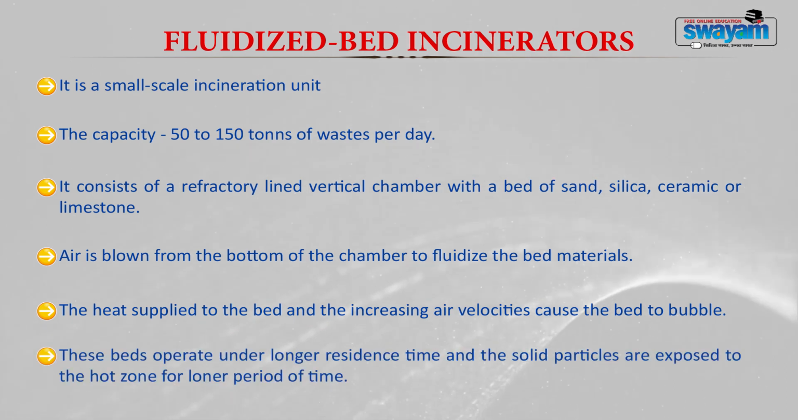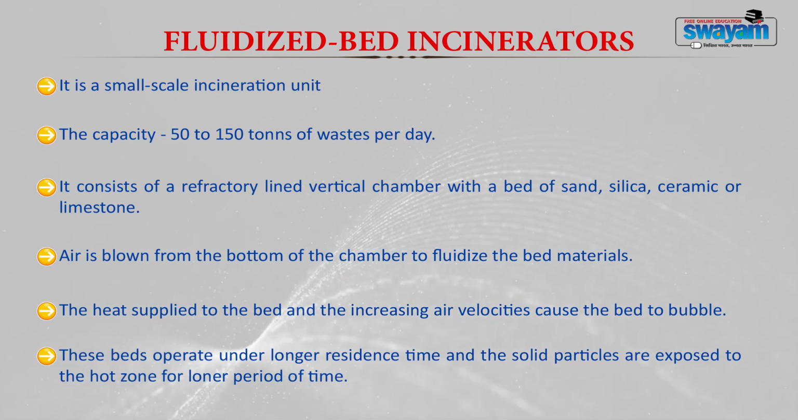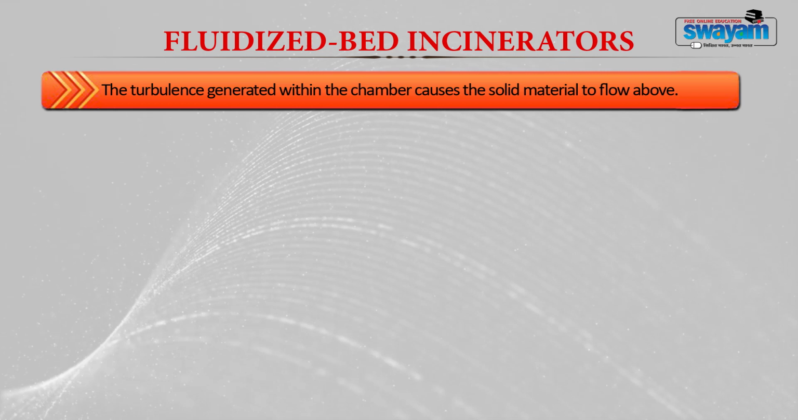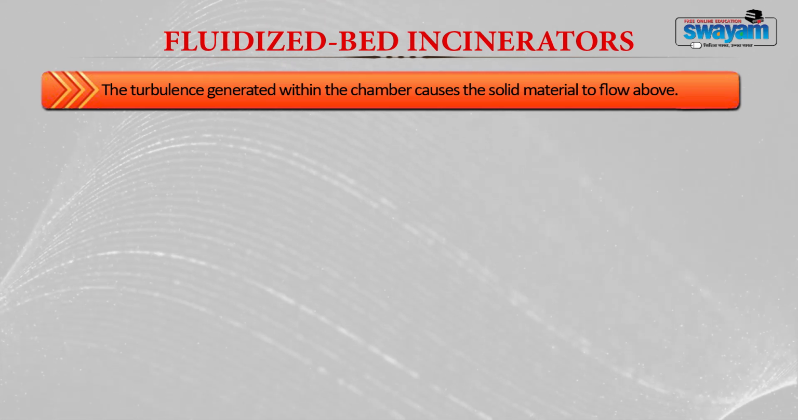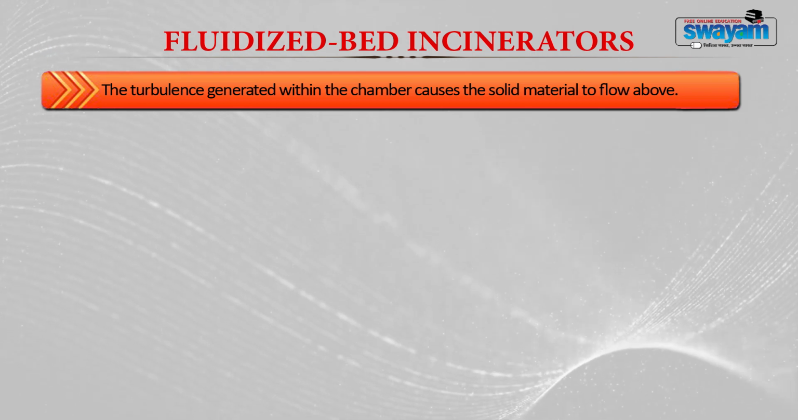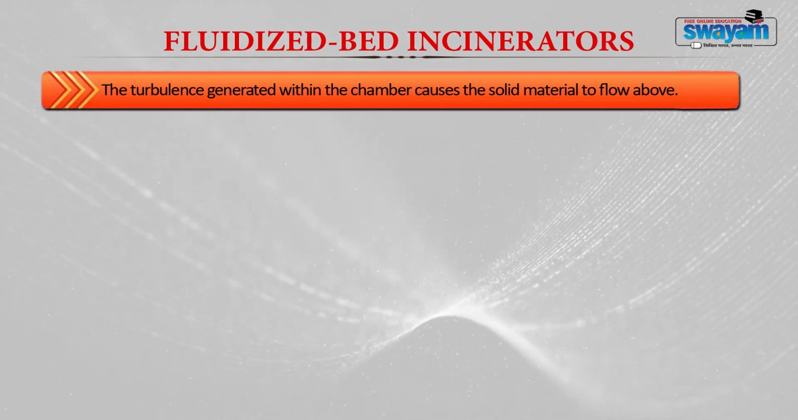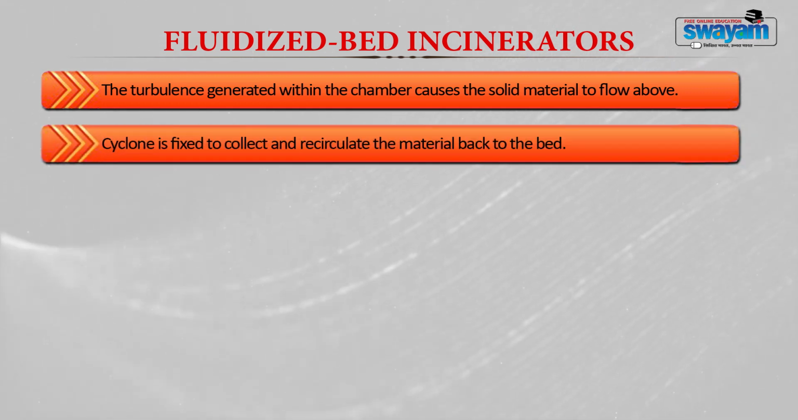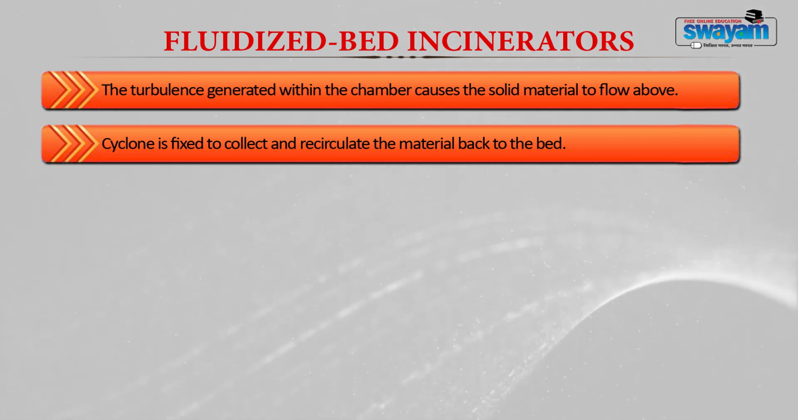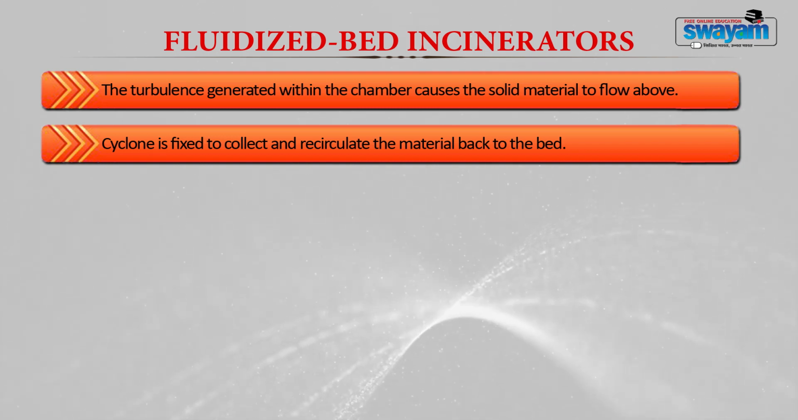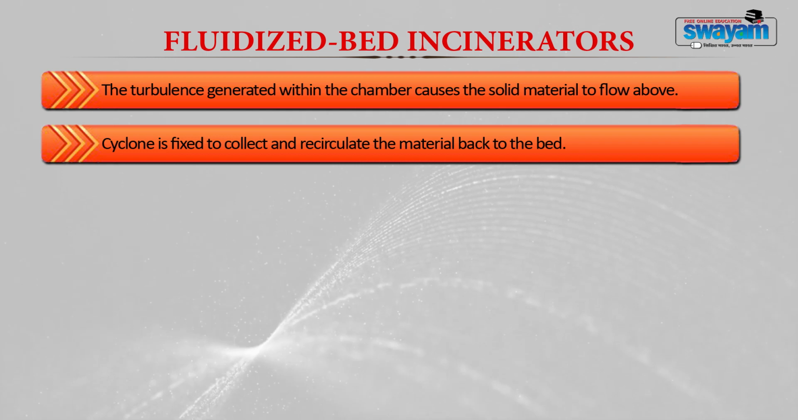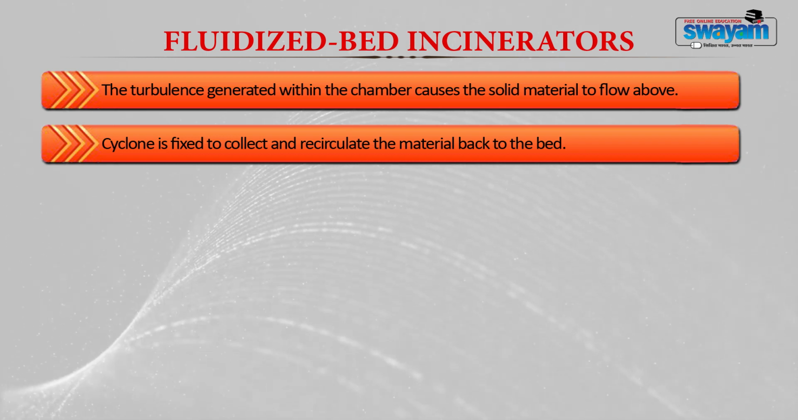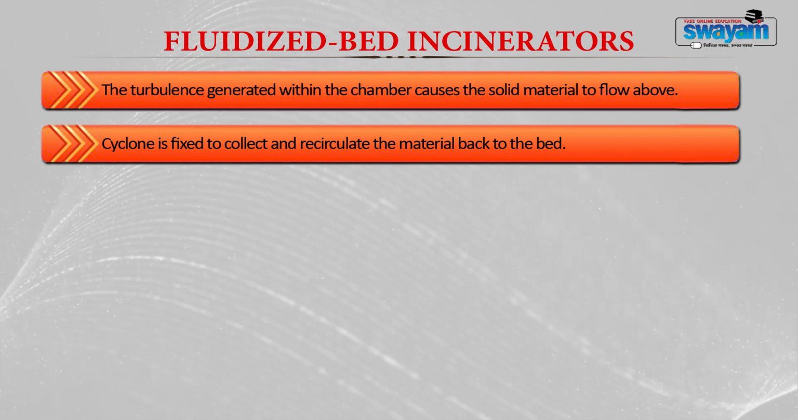Now, these beds operate under long residence time. The solid particles are exposed to the heat zone for a long period of time. The turbulence that is generated within the chamber causes the solid material to flow above. I mean it bubbles in such a way that the waste keeps bubbling like this and the waste material just goes up and down the incinerator unit. Like other incineration units, you also have a cyclone separator which is fixed. This is generally used to collect and recirculate the material back to the bed, because while bubbling some waste tries to escape out, where the cyclone separator can be used to collect and then recycle them back to the bed.